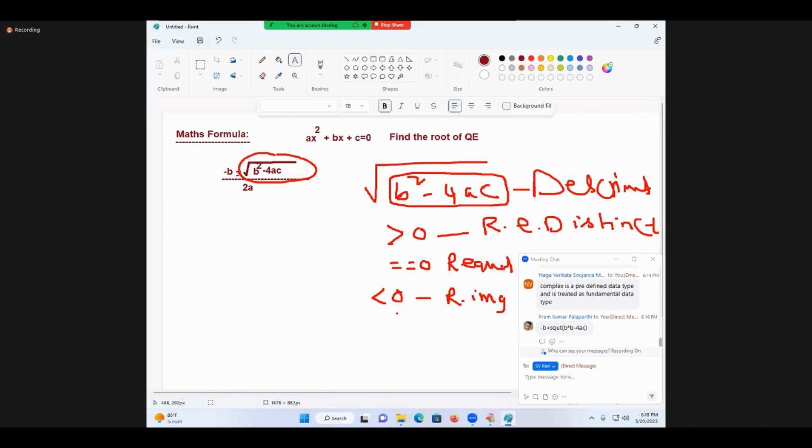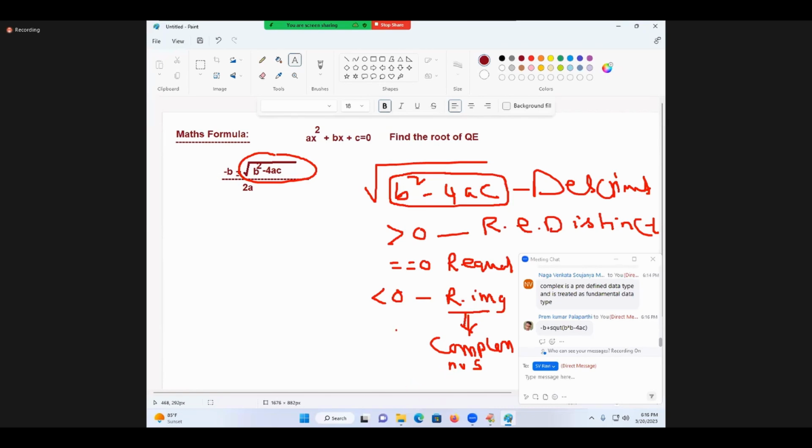So roots are less than what? 0. Roots are what? Real and imaginary. Imaginary roots are called what? Complex numbers. Imaginary roots are called complex numbers.